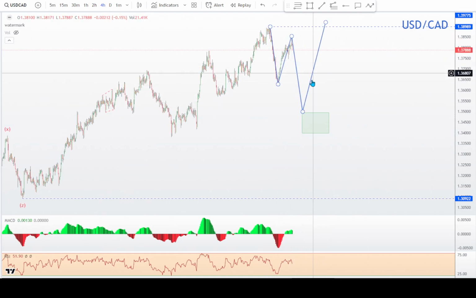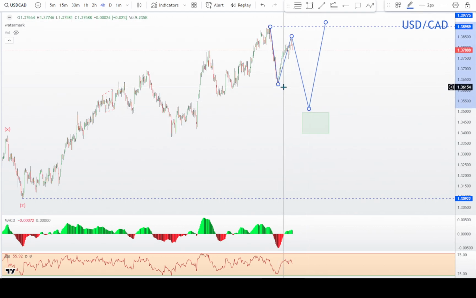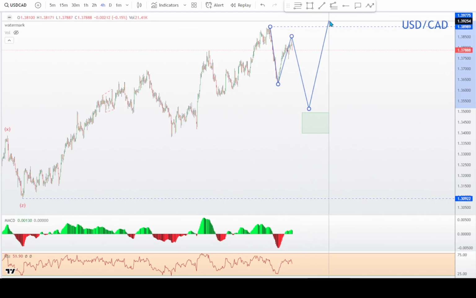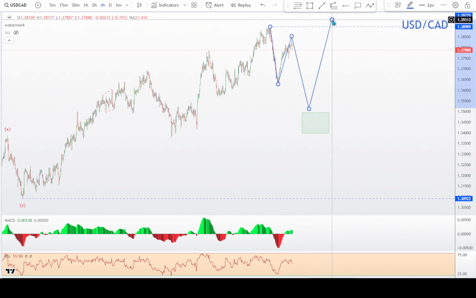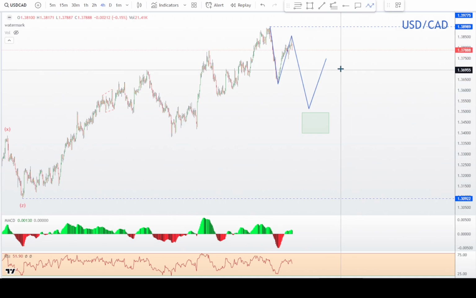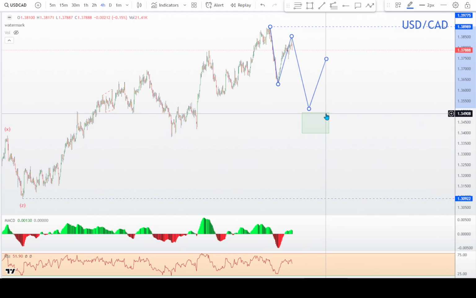So this correction could be much bigger. It might not just be simple three waves. I mean, this might be the A, and then they'll come up for a B, and then still come down one more time for a C. But in the end, it'll be a three-wave correction. I'm pretty sure, and I think that they'll probably target 135.